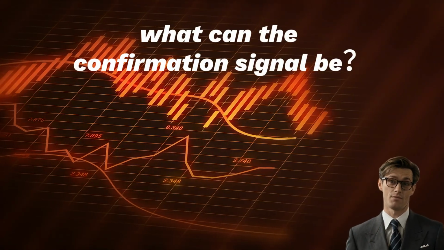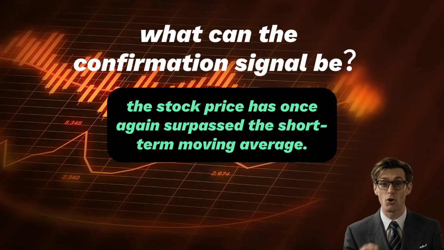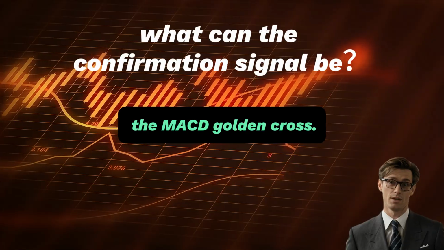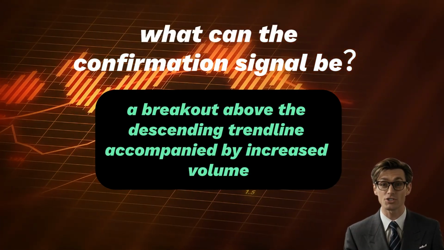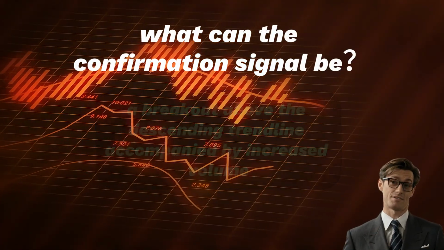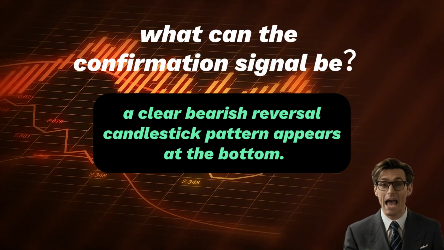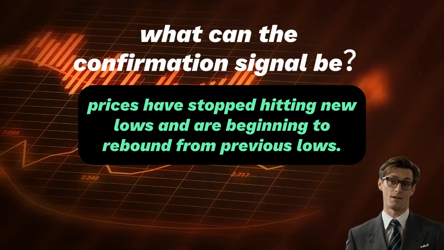What can the confirmation signal be? For example, the stock price has once again surpassed the short-term moving average. For example, the MACD golden cross. For example, a breakout above the descending trend line accompanied by increased volume. For example, a clear bullish reversal candlestick pattern appears at the bottom. For example, prices have stopped hitting new lows and are beginning to rebound from previous lows.